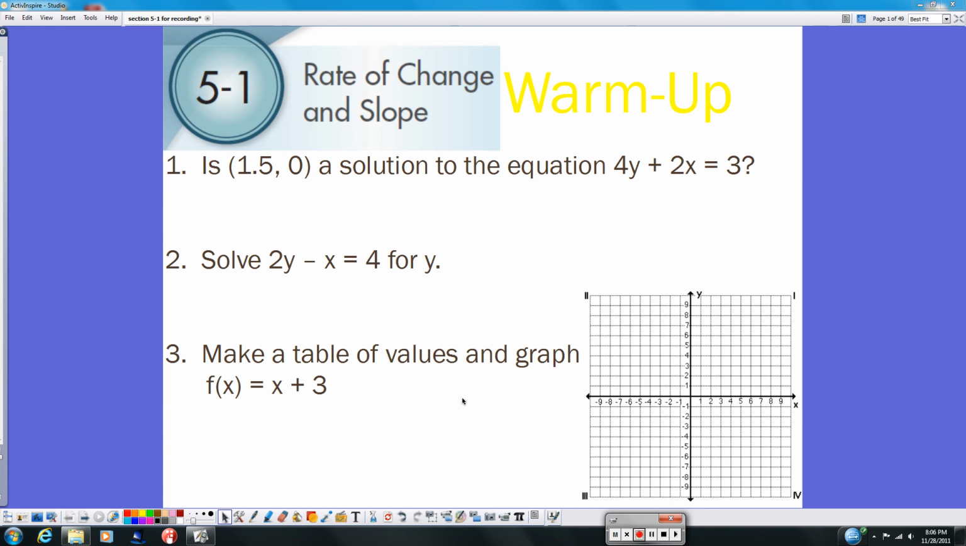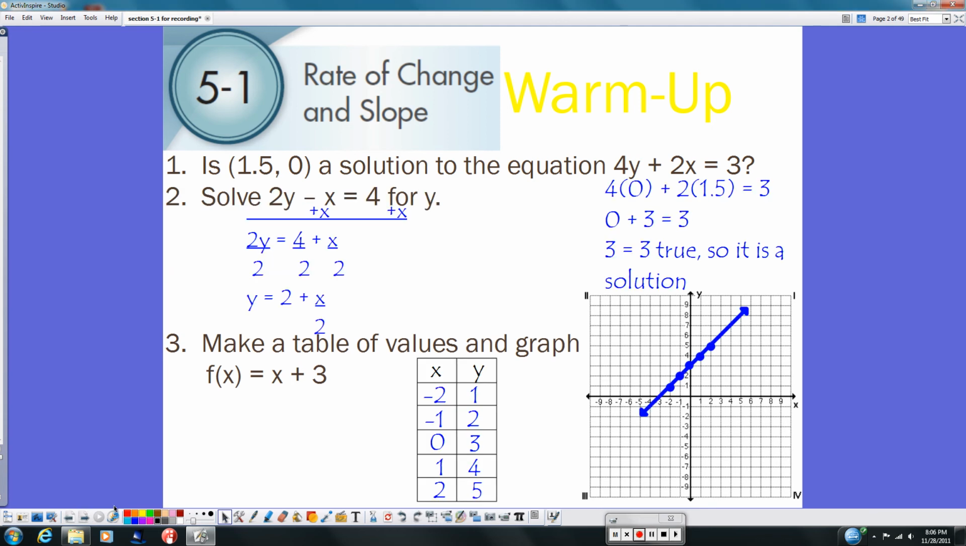Let's see how you did. In order to figure out if (1.5, 0) is a solution to the equation, we need to substitute them into our formula. So when we do that, substituting in the 0 for y and the 1.5 for x, we come up with 0 plus 3 equals 3, and 3 is equal to 3, so therefore it is a solution.